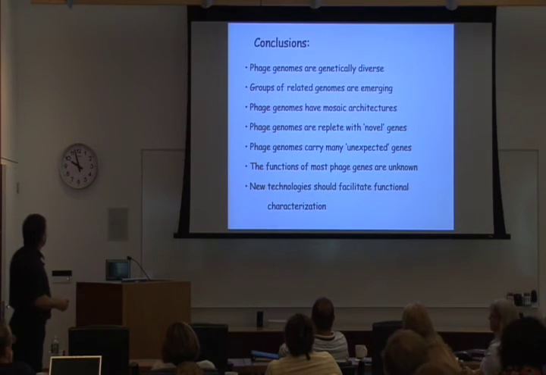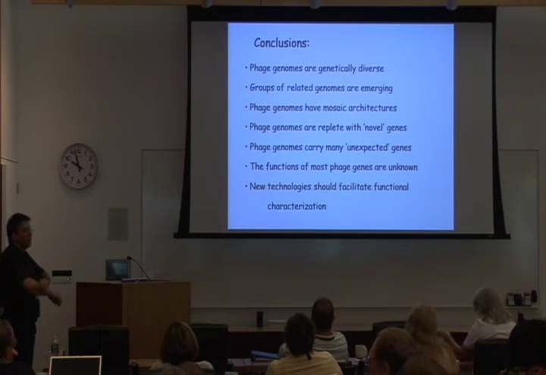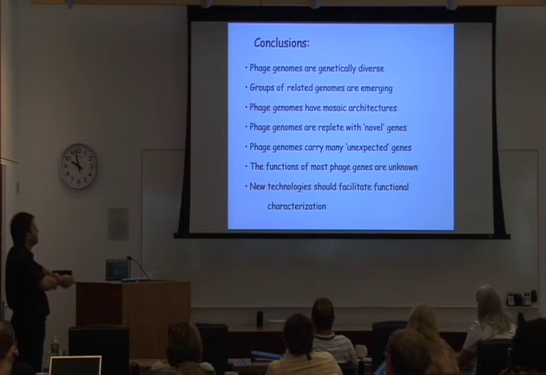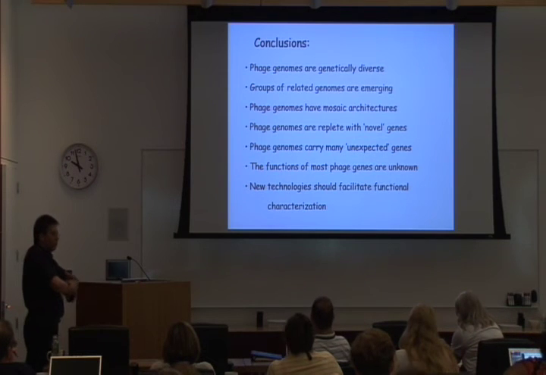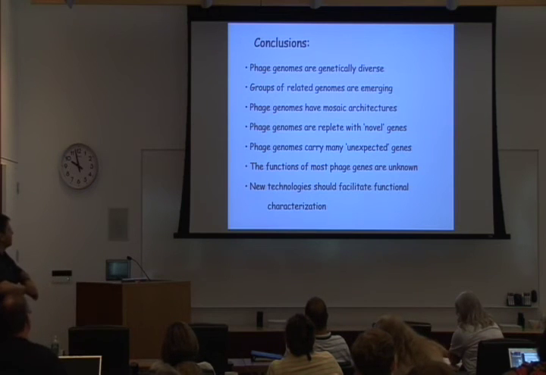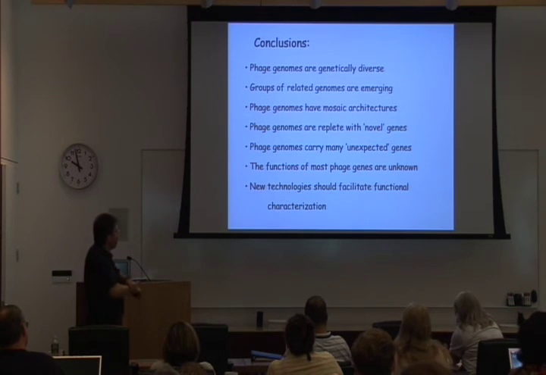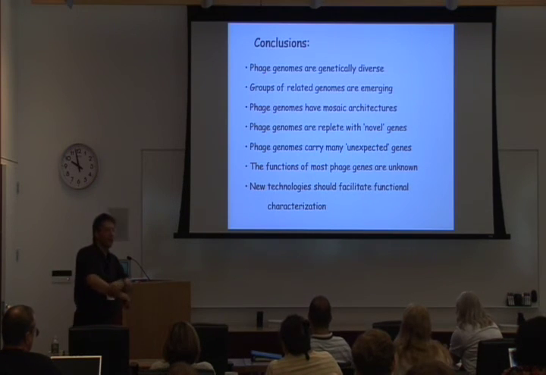So I'm going to just conclude briefly here by saying that I've told you that phage genomes are genetically diverse, but there are related groups of genomes that we can see by nucleotide sequence comparisons. We talked about the mosaic architectures and that these genomes have lots of novel genes or genes that we haven't seen before, as well as unexpected, surprising genes, that yes, we don't know what the function of many of the genes are, especially the non-structural genes, but that we're hopeful that the new technologies will provide the kinds of approaches that we need and the techniques so we can address that question.